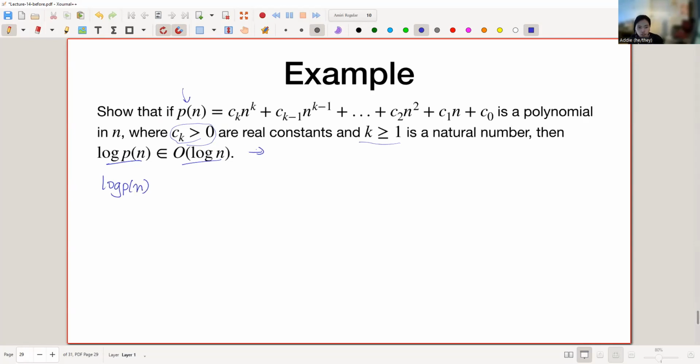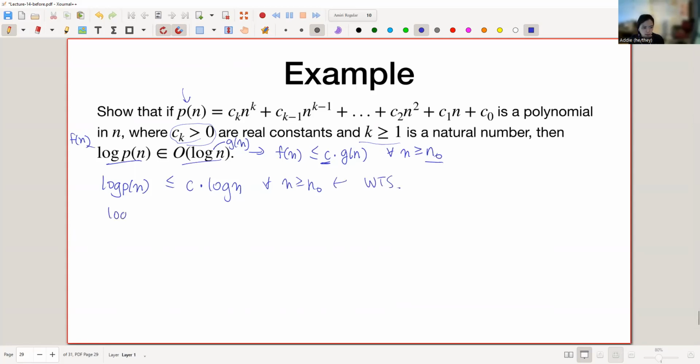And remember, the definition for big O is showing that f of n is less than or equal to some constant times g of n for all n greater than or equal to some n naught. So we need to find values c and n naught such that this is true. Log p of n is our f of n, and log n is our g of n. So in particular, we want to show that log p of n is less than or equal to some constant times log n for all values n greater than or equal to n naught.